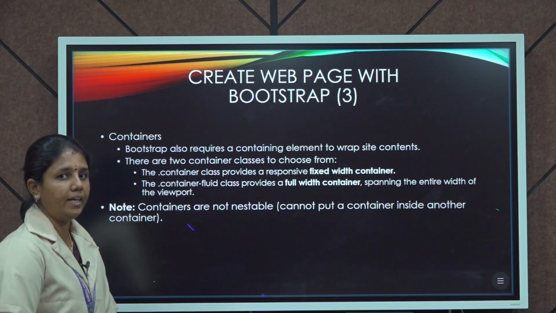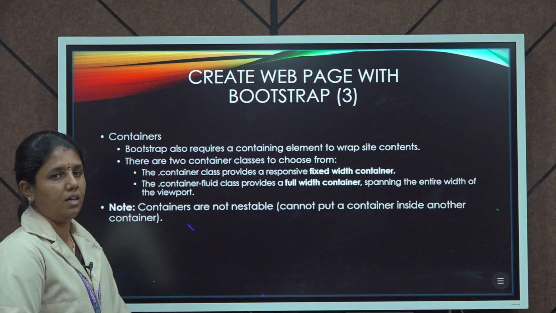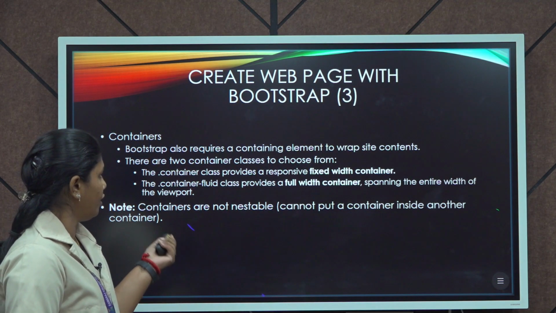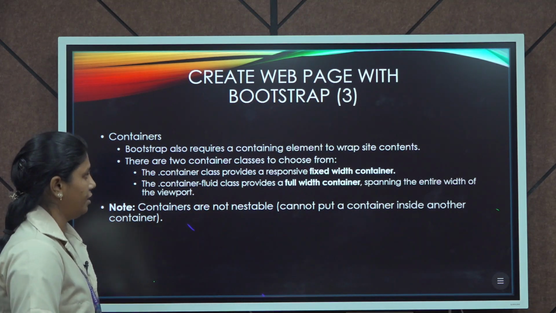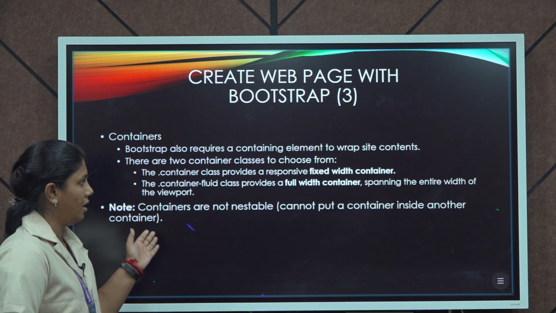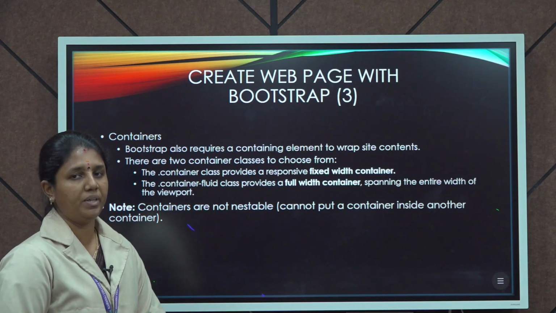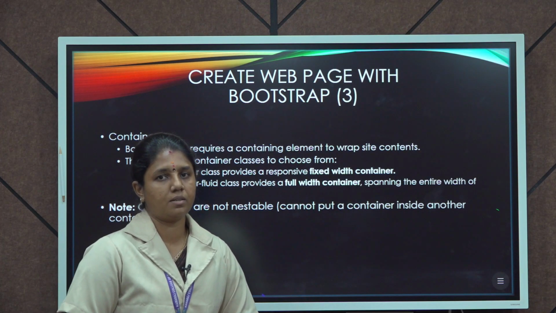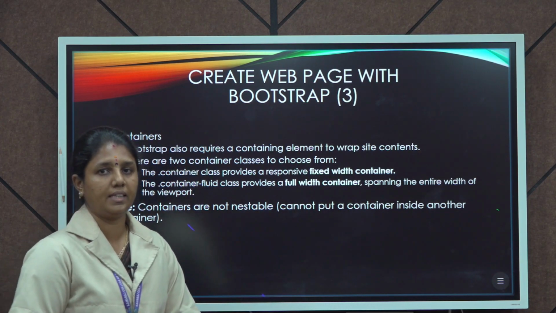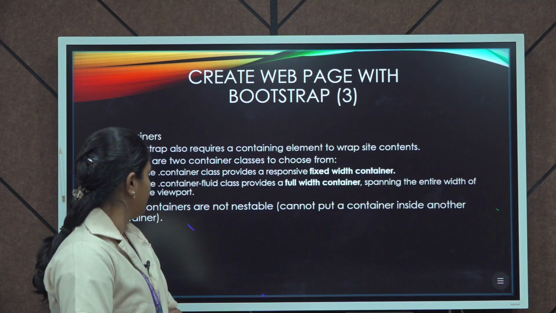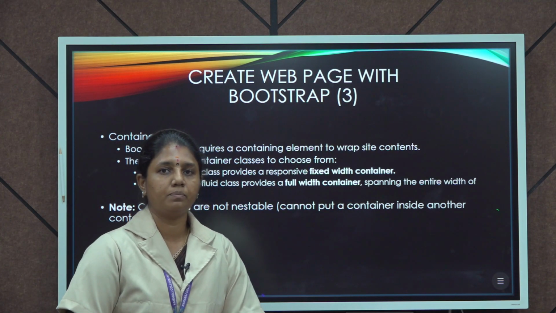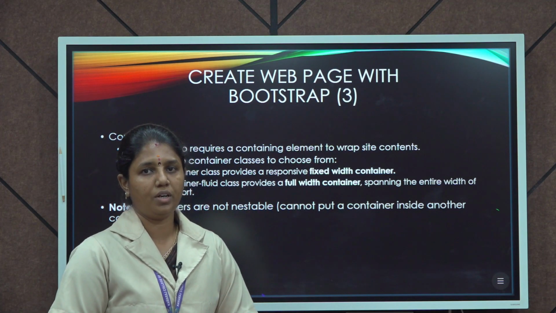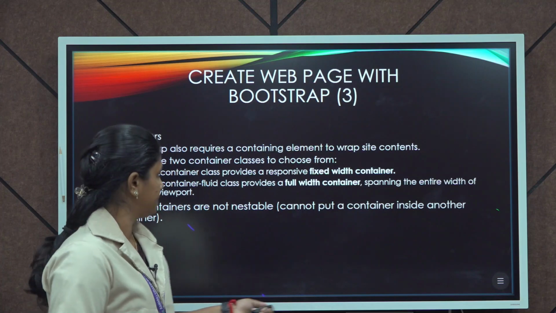This is a container. A container wraps the site contents in Bootstrap. There are two types of containers, .container and .container-fluid. The .container class makes a fixed-width container, which means the text will be fixed with margins in the website. The .container-fluid spans the entire width of the viewport, so it automatically fits the content to the web page without needing margin settings.